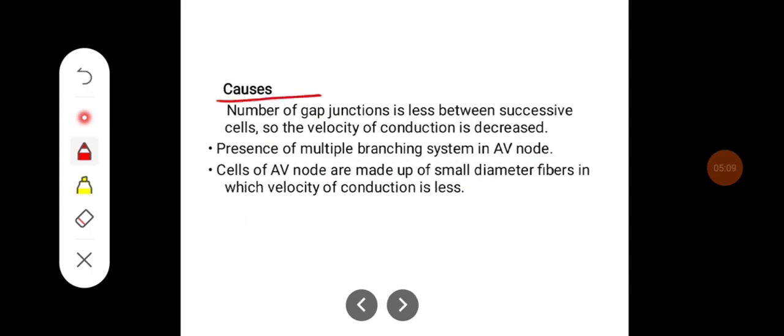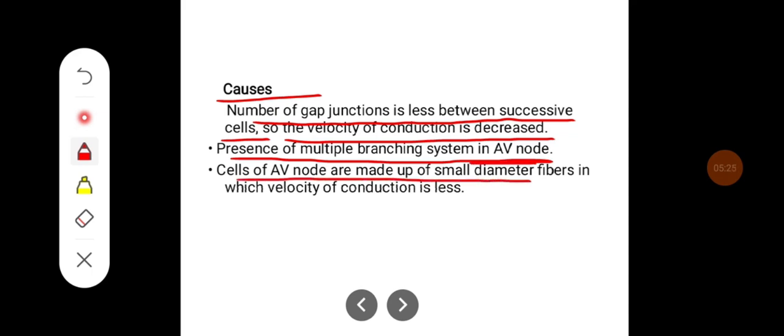The causes for atrioventricular delay is that the number of gap junctions are less in between successive cells, and so the velocity of conduction is decreased. There is a presence of multiple branching system in the AV node, and the cells of AV node are made up of small diameter fibers in which velocity of conduction is less.